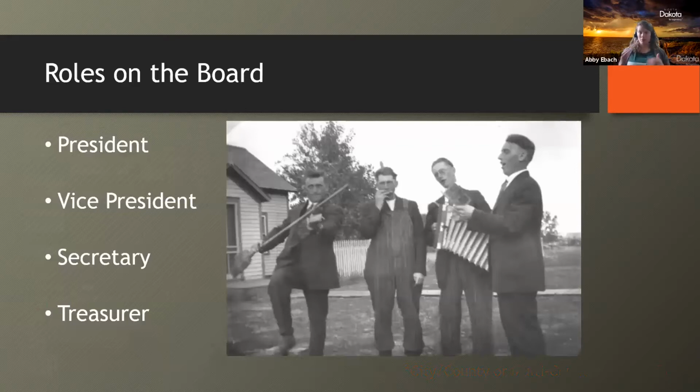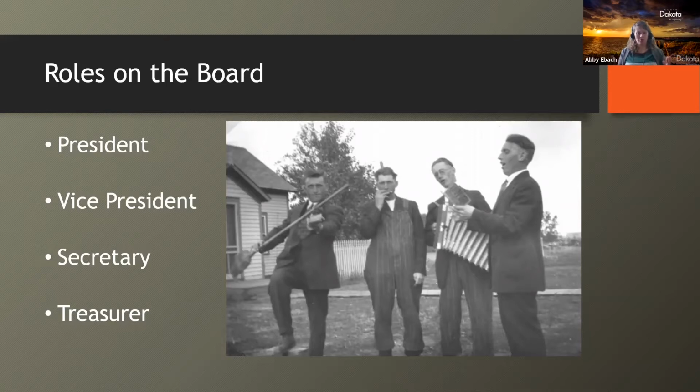Okay, the roles on the board. The only role on the board that's actually required in Century Code is the role of the board president. The board president runs the meetings, they call the meeting to order, they attend to the items on the agenda, keep everybody on track. Other common roles would be the treasurer, who does a lot of the balancing of the books and signing checks, secretary, who records the minutes, and then the vice president, who is the assistant to the president, runs the meeting if they're not there.